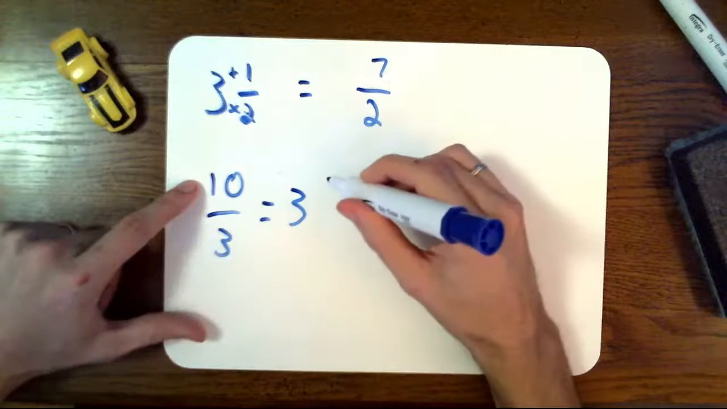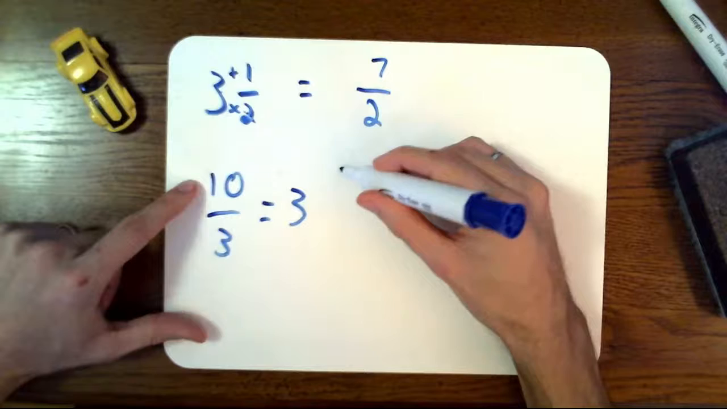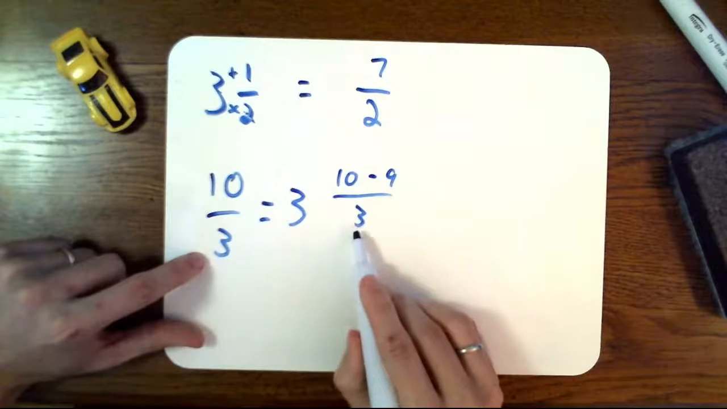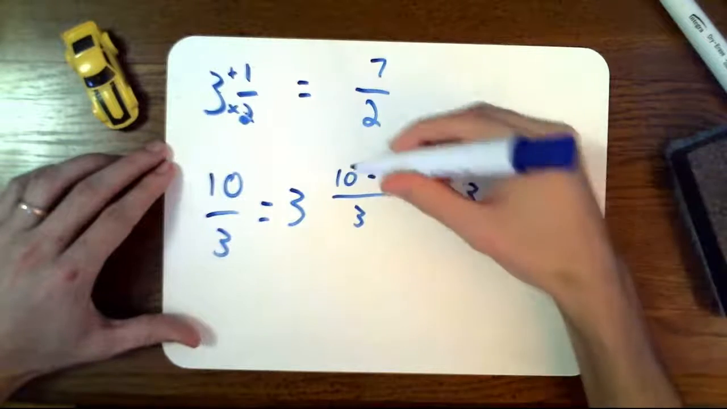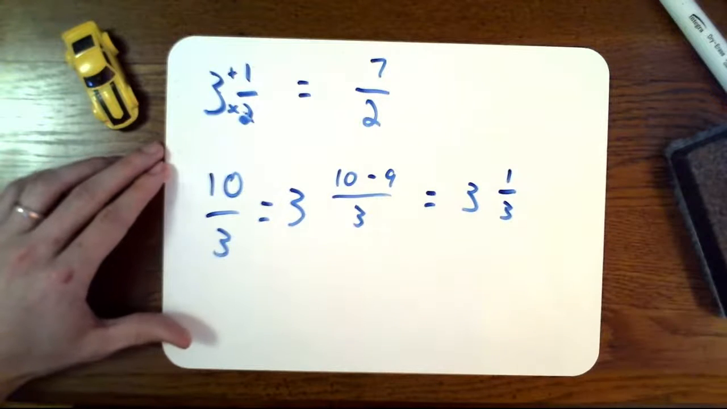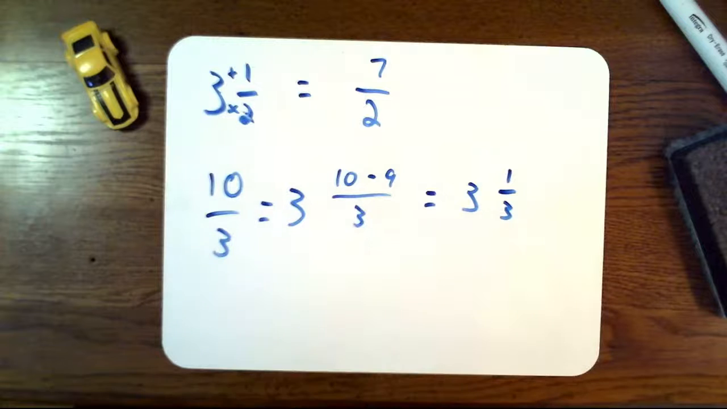3 times 3 is 9. So I'm going to take 9 away from this. And you always want to keep your denominator the same. So this is 10 minus 9, which is 1/3. So 3⅓ is the same as saying 10/3.